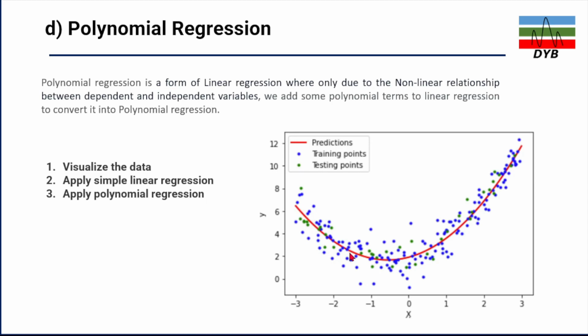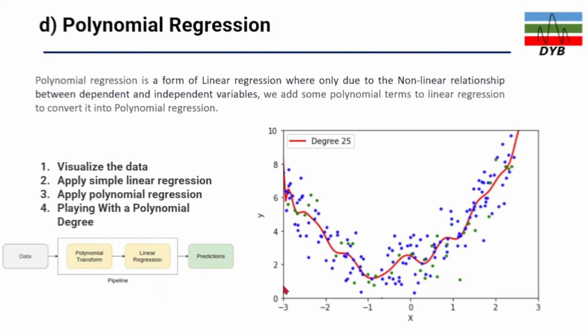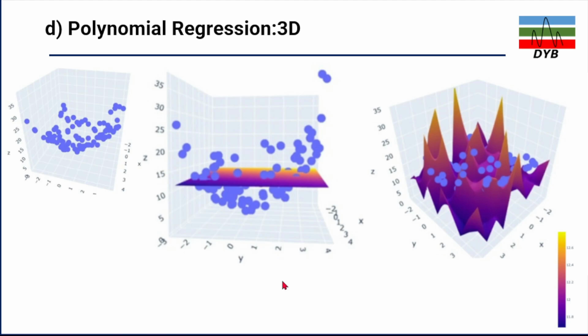In polynomial regression, you can see the points matching this red line, which is the predictive polynomial regression. Further, if you want to play with the polynomial degrees, like if you have different degrees of the polynomial, it will represent the best passing through the points, which is called degree 25. So normally you have the data, then you have the polynomial transform and linear regression, then you do the prediction.